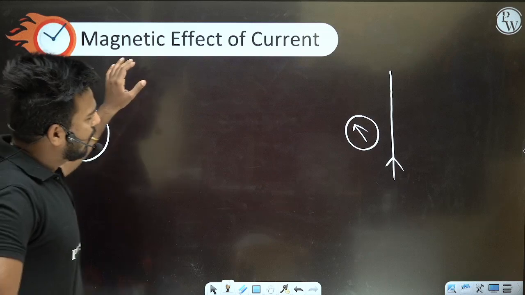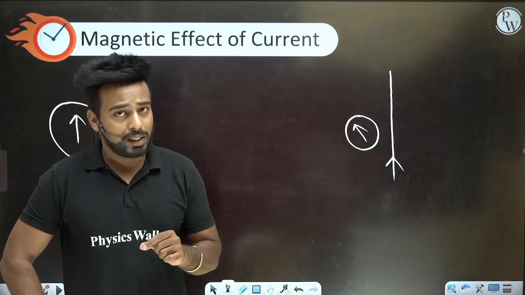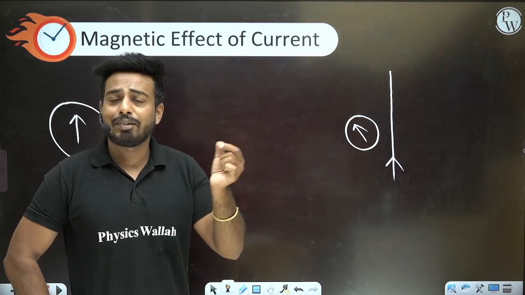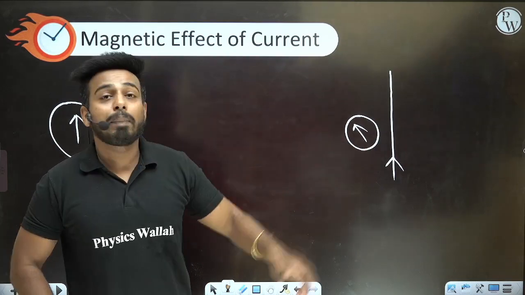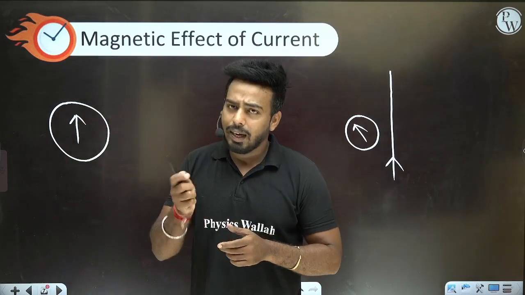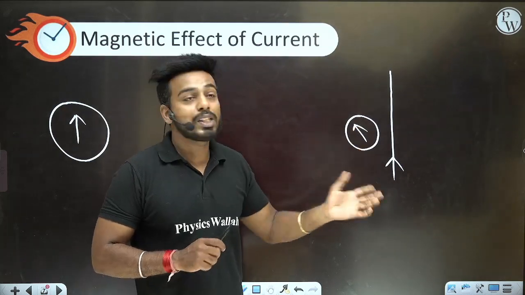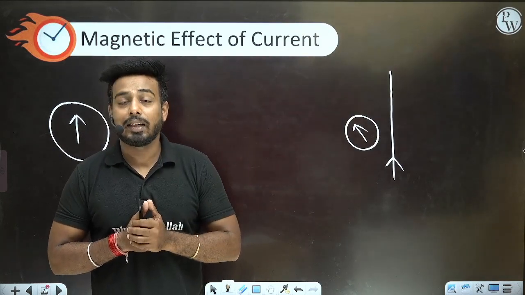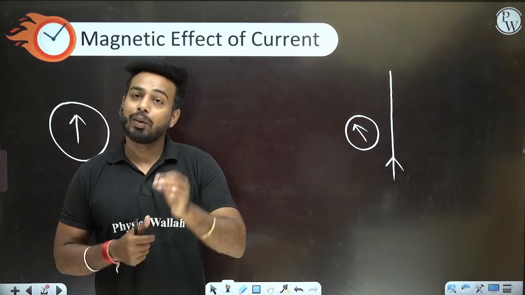So whenever current flows through any type of conductor, a magnetic field is set up around it. A device commonly used to detect this is the magnetic compass. When the magnetic compass is brought near this wire, it shows deflection in some direction other than north to south. It means it is affected by the magnetic field of this wire. This experiment shows that there is a magnetic field around a current carrying conductor, and this is called the magnetic effect of current. Very important effect, very easy effect.